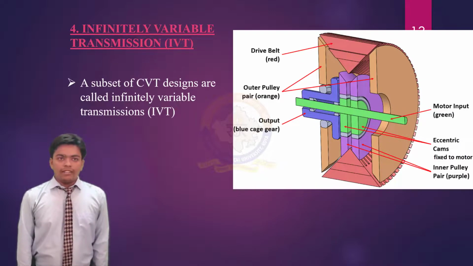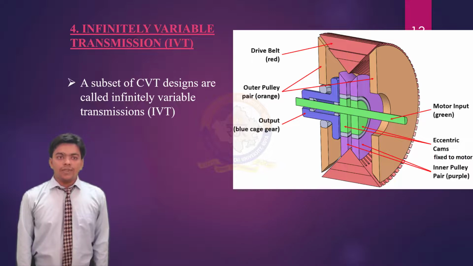Now, infinitely variable transmission. A subset of CVT designs are called infinitely variable transmission (IVT). Some CVTs can also function as infinitely variable transmissions, which offer an infinite range of low gear, for example, moving a vehicle forward at infinitely slow speed.